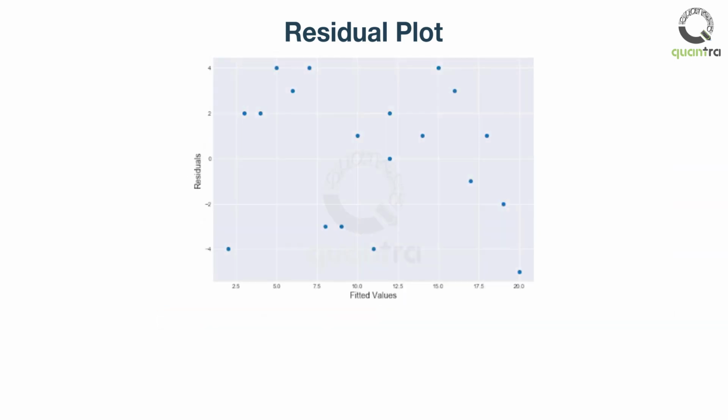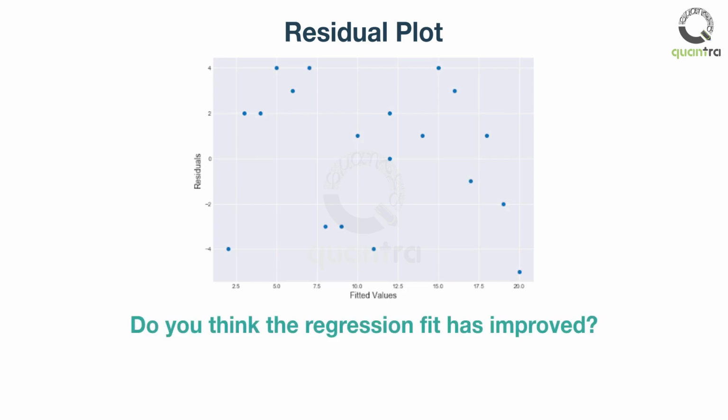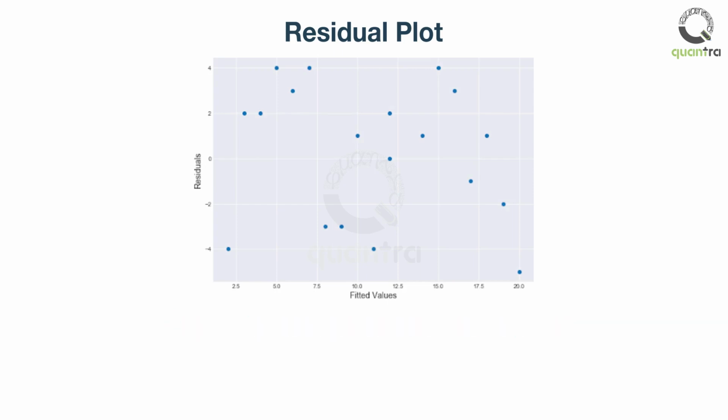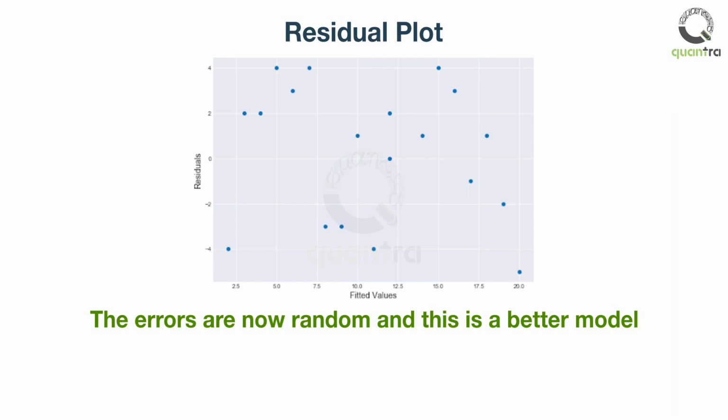After some improvements, the residual plot looks as shown on the screen. Do you think the regression fit has improved? Yes, the errors are now random, and this is a better model.